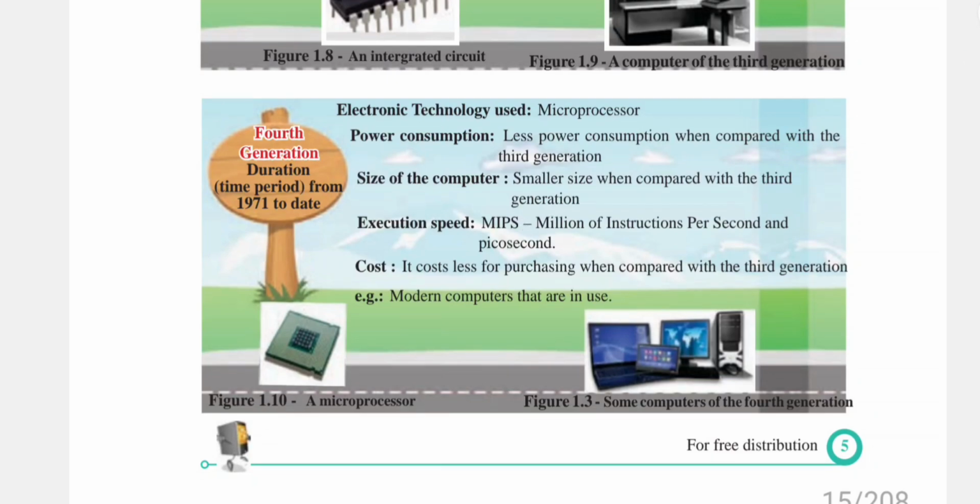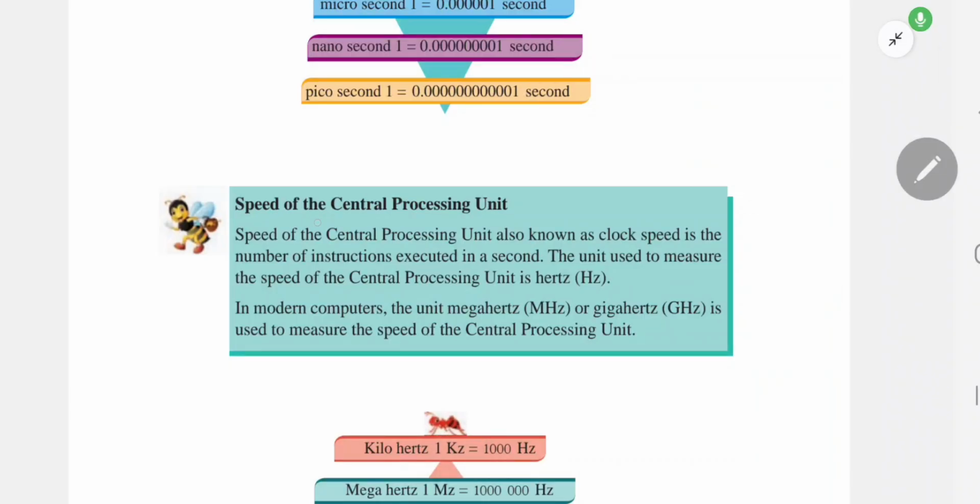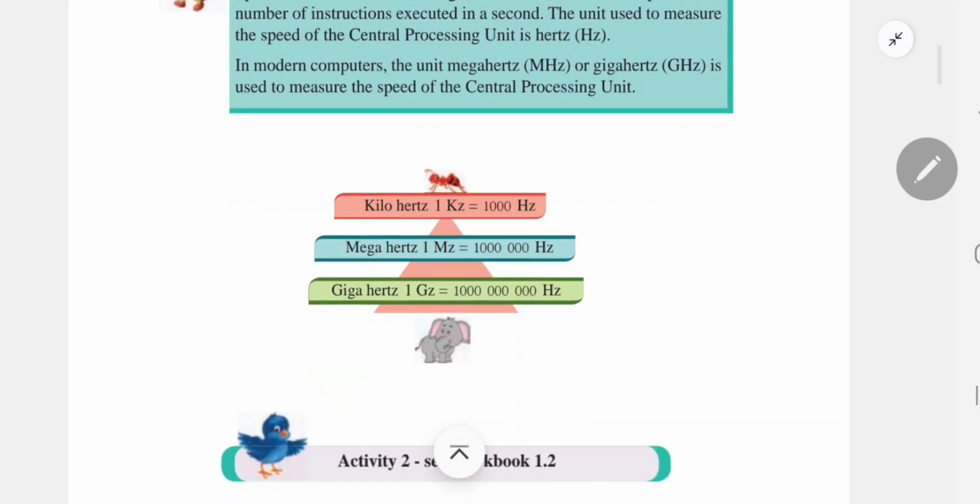Fourth generation computers are also cheaper compared to earlier generations. Examples are all modern computers we use today. Now, the speed of the central processing unit. It means how many instructions the CPU can execute in 1 second. The unit used to measure CPU speed is hertz. In modern computers, we use megahertz and gigahertz.